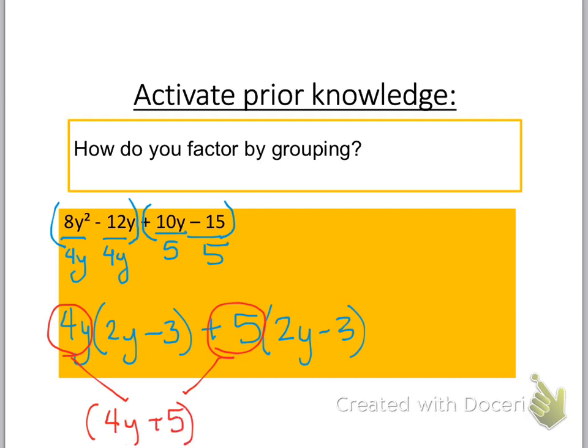Then, because the things inside the parentheses are the same, I can smash together the things outside the parentheses. Remember, this is like FOIL. And write one of the pairs inside the parentheses. That is my factored answer by grouping.